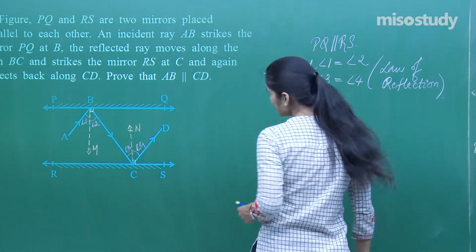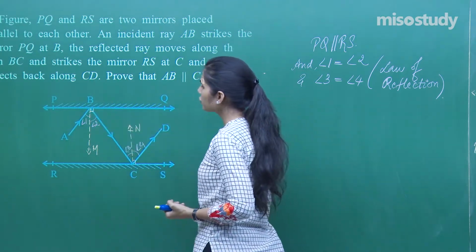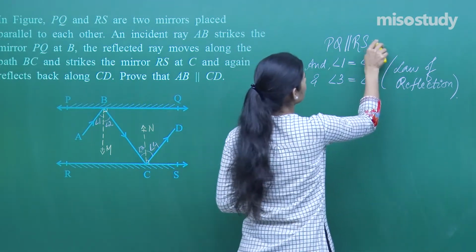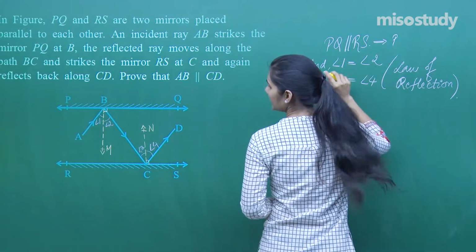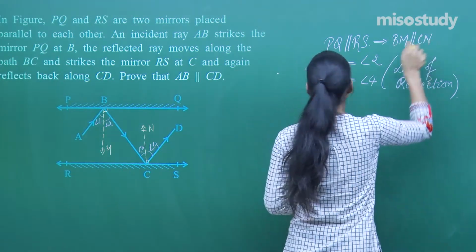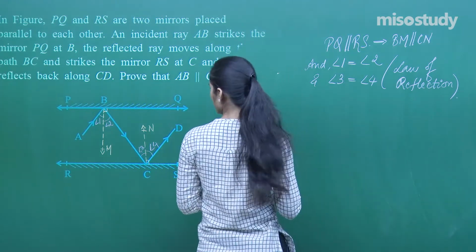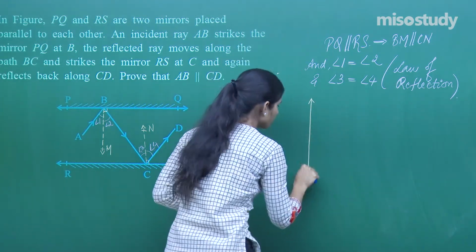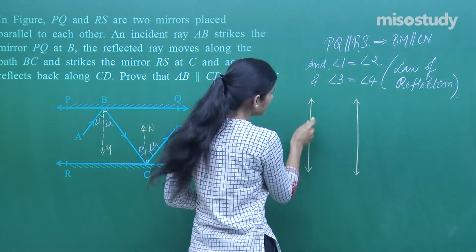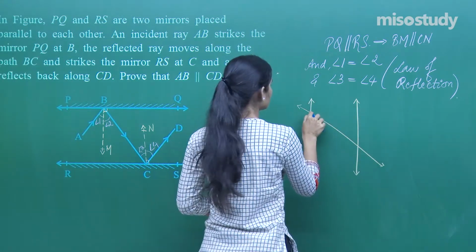Fine. Now as I was saying, as PQ completely is parallel to RS, so this perpendicular BM will be parallel to perpendicular CN. Perpendicular BM is parallel to the perpendicular CN. Now see, what is the situation? The situation is like this, and I have something like this.